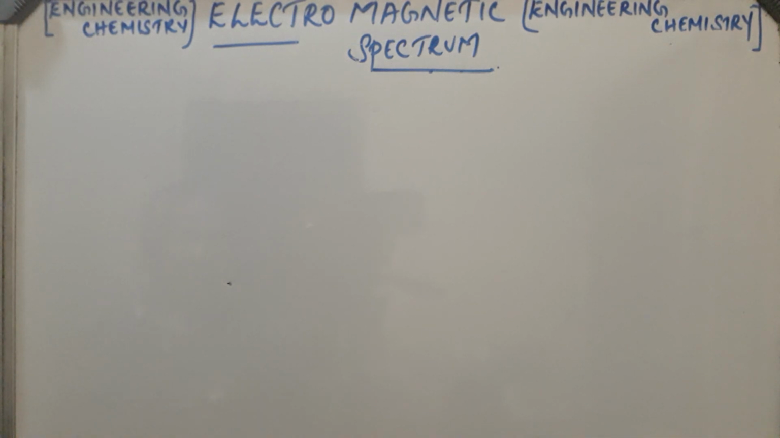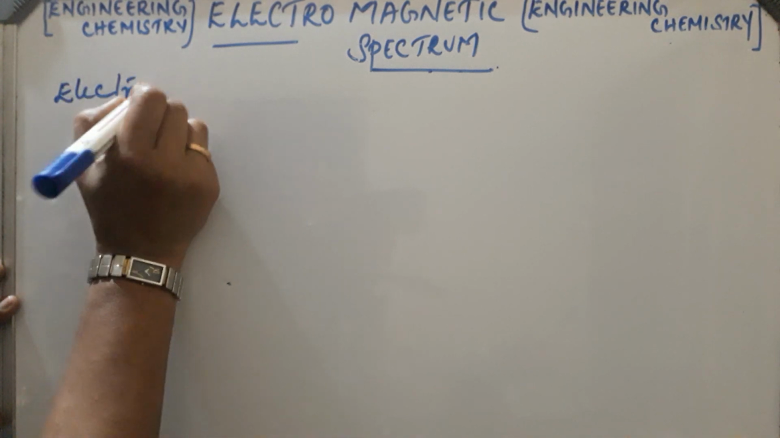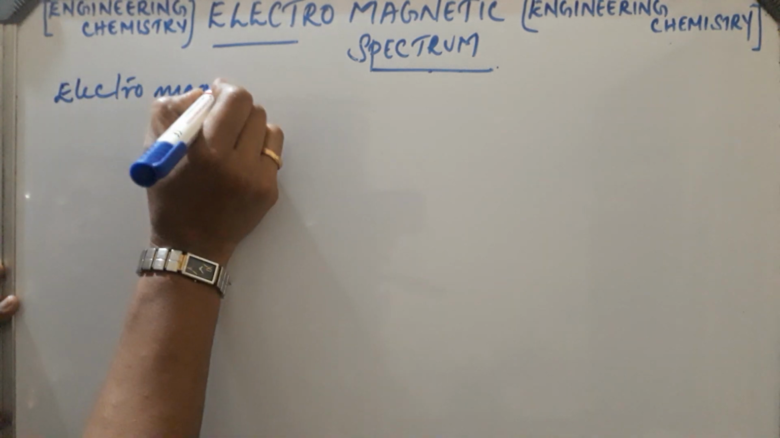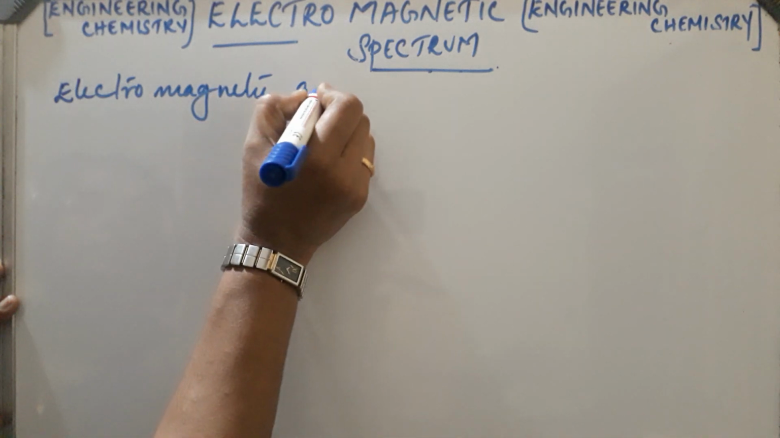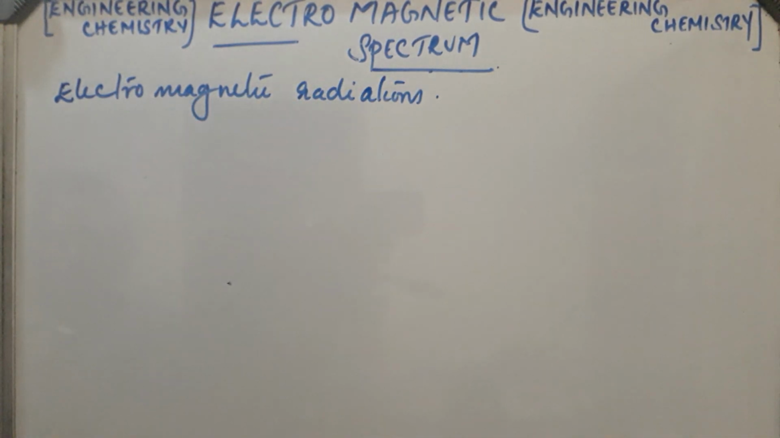Electromagnetic radiation means that when electrically charged particles move under acceleration, alternating electrical and magnetic fields are produced, and these are transmitted in the form of waves. These radiations are called electromagnetic radiations. So, these electromagnetic radiations form alternating electrical and magnetic fields.